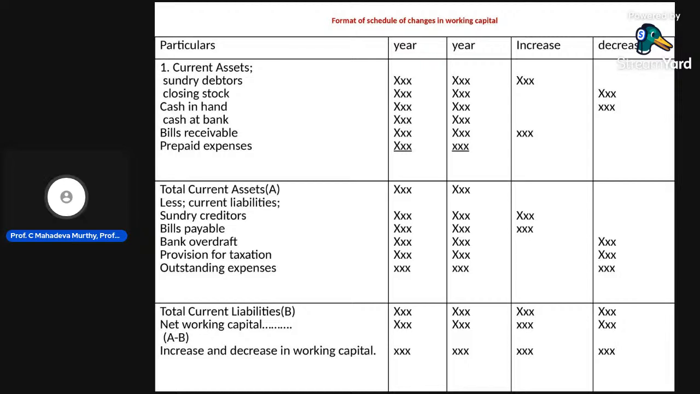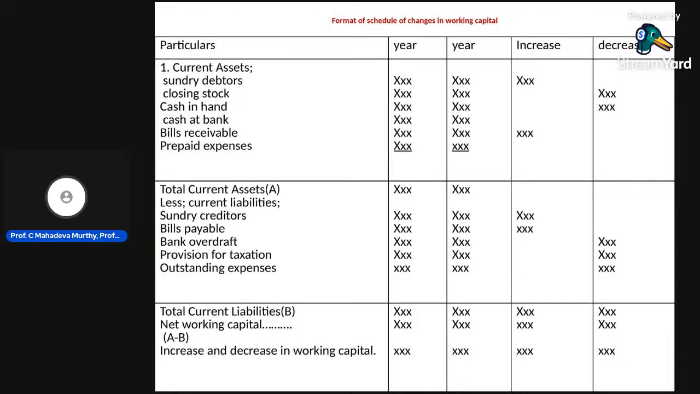Here, particulars, and the next columns are the years, which may be 2017 and 2018, two periods of information. Then increase or decrease. If it is an increase, mention the amount here. If it is a decrease, mention that amount. This is the proforma. Go through your study material, where we have provided this proforma.